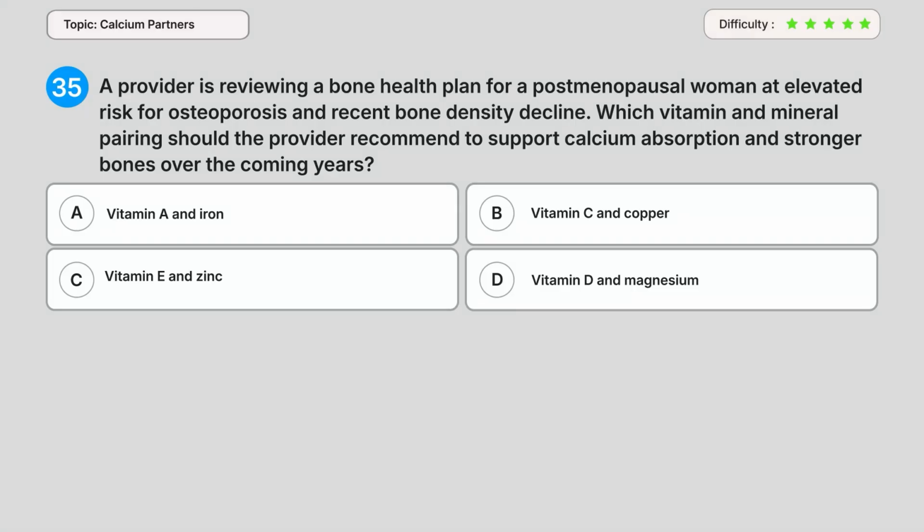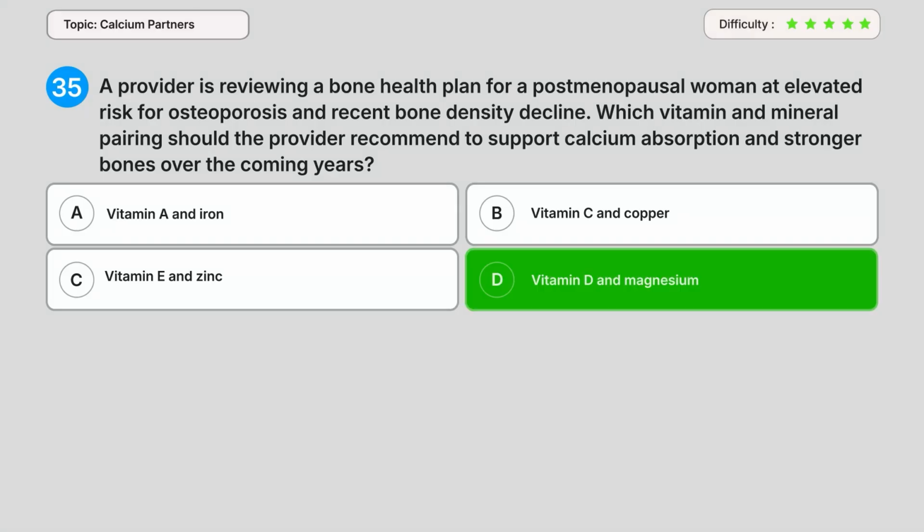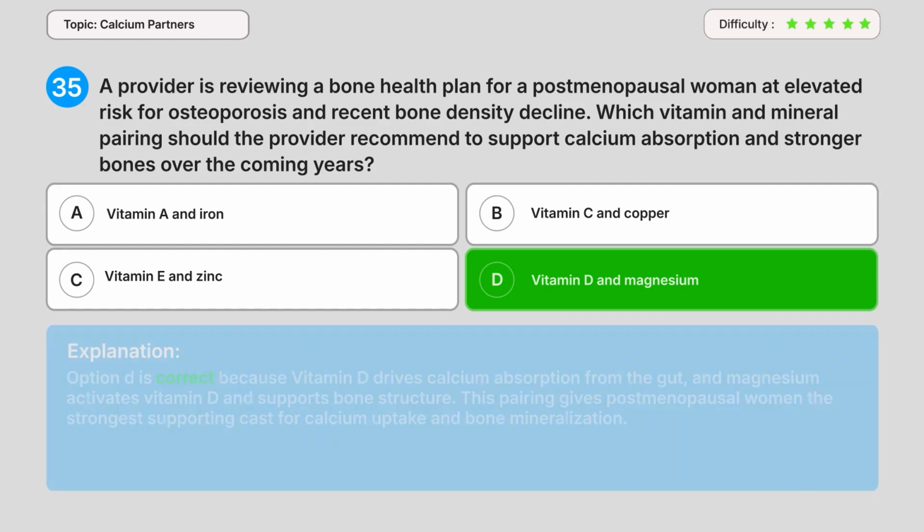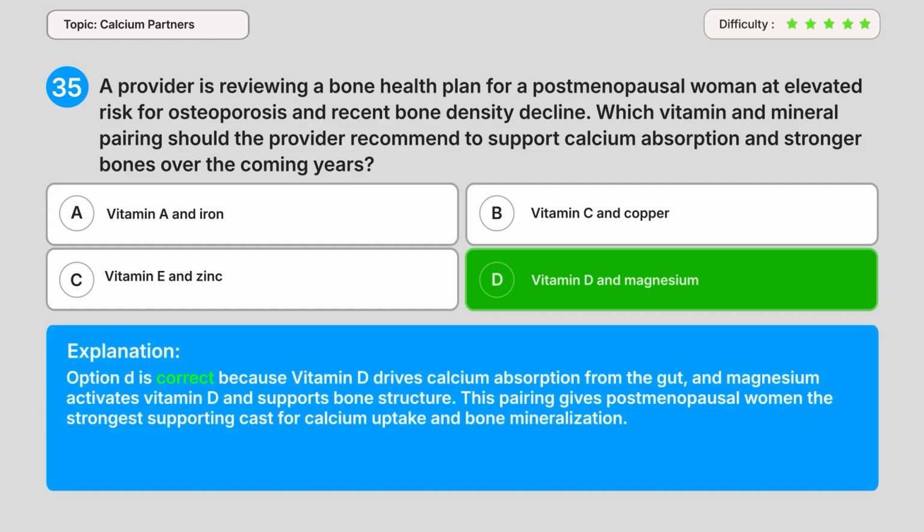Correct answer: D. Vitamin D and magnesium. Explanation: option D is correct because vitamin D drives calcium absorption from the gut, and magnesium activates vitamin D and supports bone structure. This pairing gives postmenopausal women the strongest supporting cast for calcium uptake and bone mineralization.